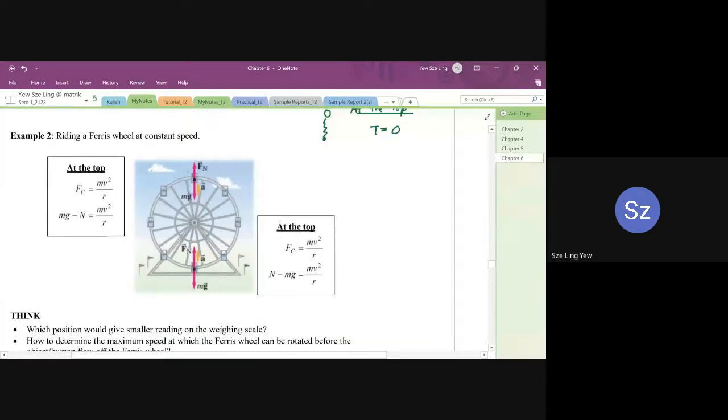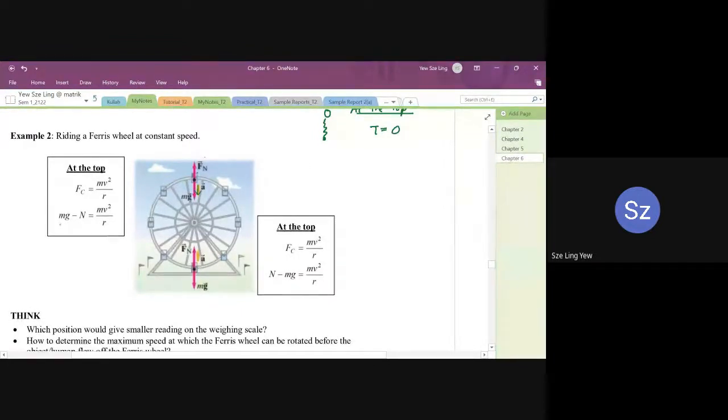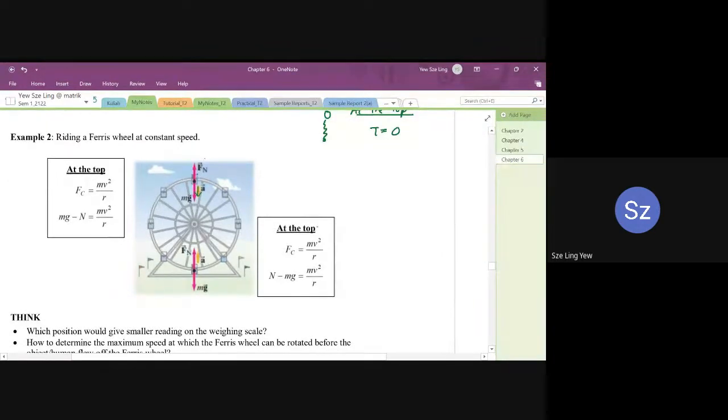Now you are sitting inside a Ferris wheel, so you calculate the circular motion that happens to you. You are sitting in a Ferris wheel, you have a normal force that is going up, your weight is going down, but at the top, a_c is going down. Therefore you have the equation W minus N equals m a_c. So this is the one at the top.